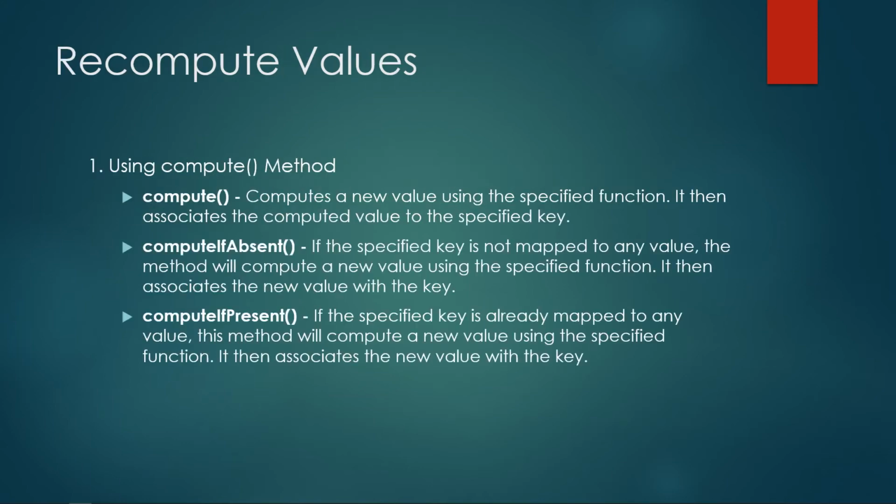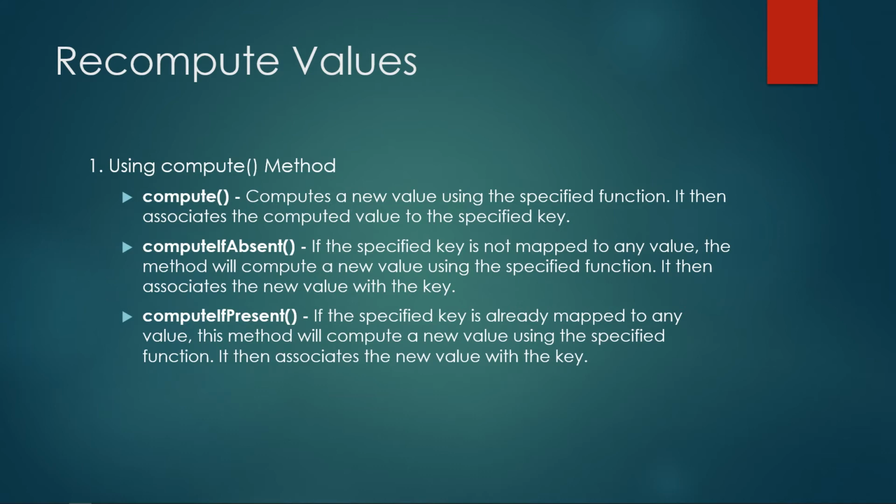Recompute values. You can recompute values of the hash map. That means you can recompute the hashes. This can be done by using the compute method. Compute computes a new value using the specified function. It then associates the computed value to the specified key.